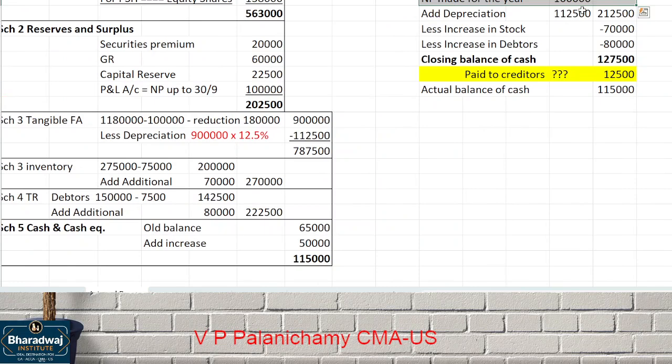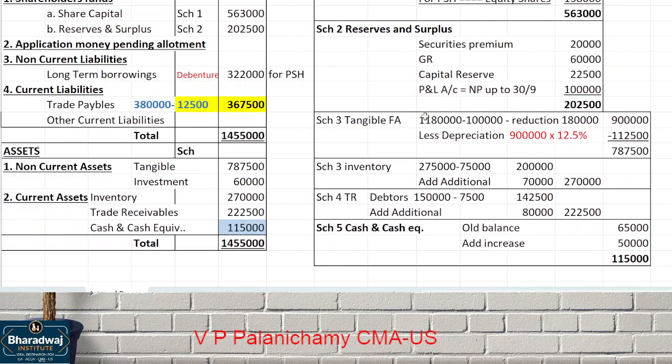Opening balance of cash, cash flow from operating activity. We purchased the stock. Increase in debtors is also like an outflow of cash. That should give us the closing balance of cash. But the actual balance of cash is only 1,15,000 now. We paid to creditors how much? 12,500. Take this, then take up that working also.